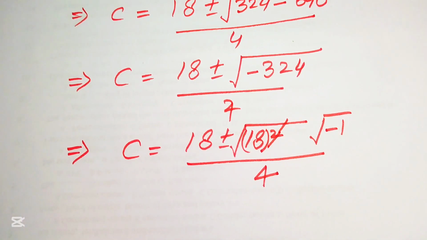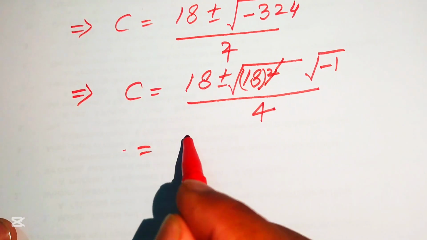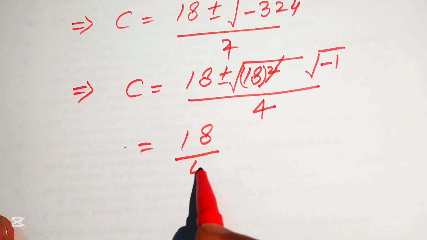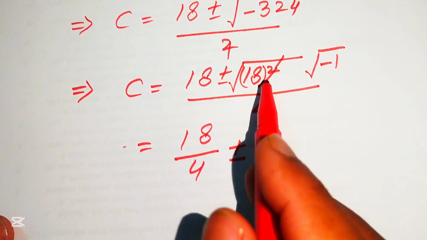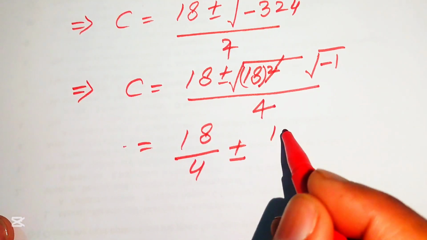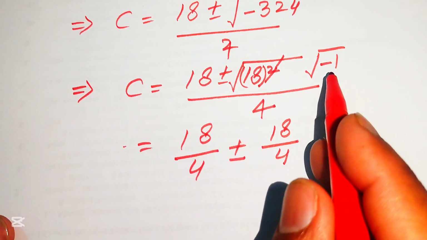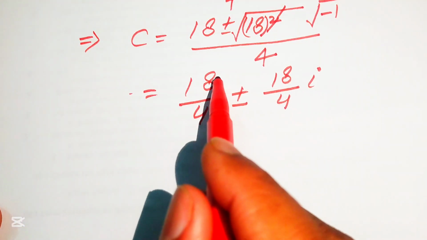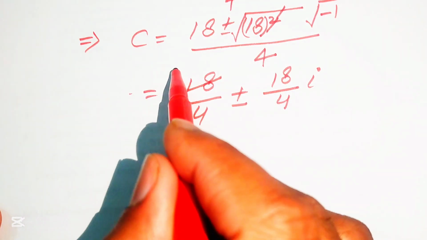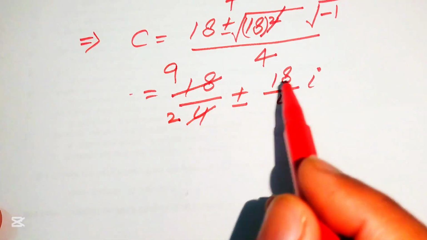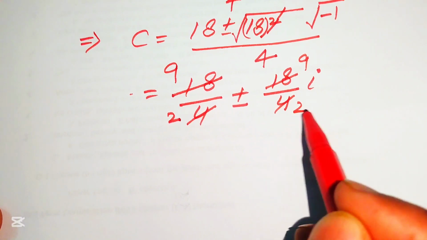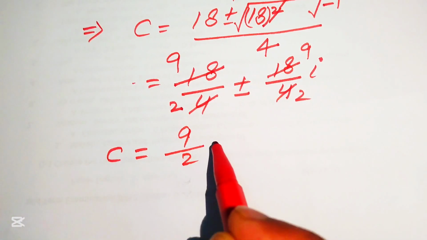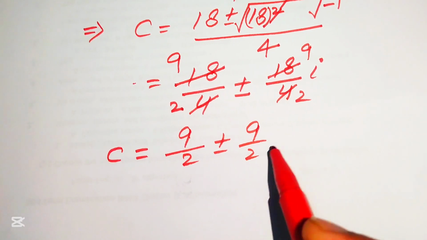So here these 2 and square root are gone. So here we again break this fraction and we write it as 18 over 4 plus minus, here this square and square root are gone, and we again get 18 over 4, and we know that square root of minus 1 equals to iota. So here we cancel these terms by the table of 2. So 2 9s are 18 and 2 2s are 4. Similarly 2 9s are 18 and 2 2s are 4. So finally we have the other two values are 9 over 2 plus minus 9 over 2 iota.